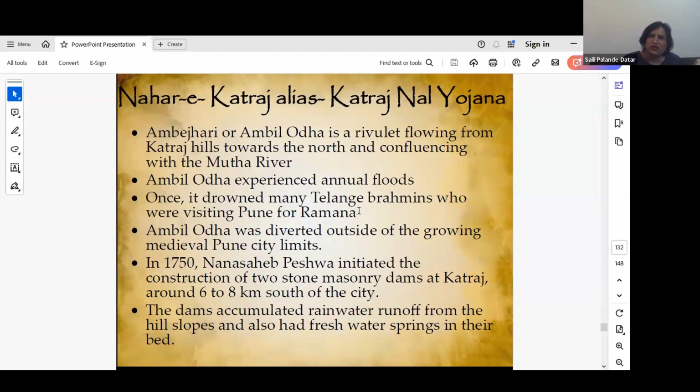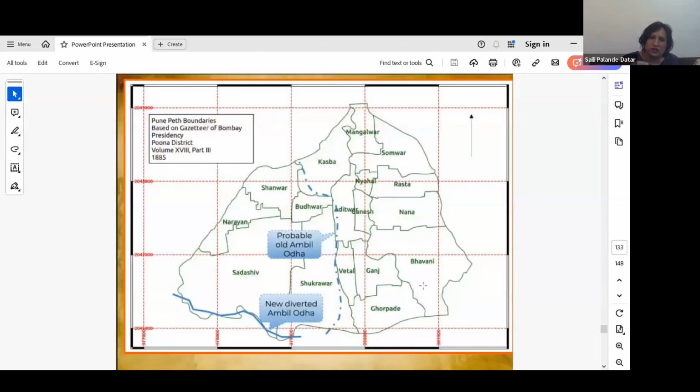The present natural stream was diverted, and that led to the Katraj Nar Yojana, which provided the water for the growing Pune. I always say that Pune is a function of water. The development of Pune is a function of water. So the more water you provide, the more development of pets is seen.